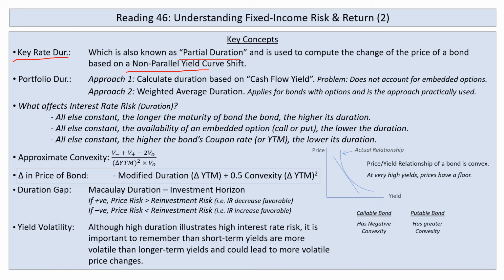Let's now talk about bond duration from a portfolio perspective. Everything we did till now was based on one bond. What if you want to calculate the duration of a portfolio of bonds? Well, you have two approaches, which might give a very close result. Let's talk about them. So you have approach 1 first of all. Approach 1 is where you calculate the duration of the bond based on the cash flow yield.